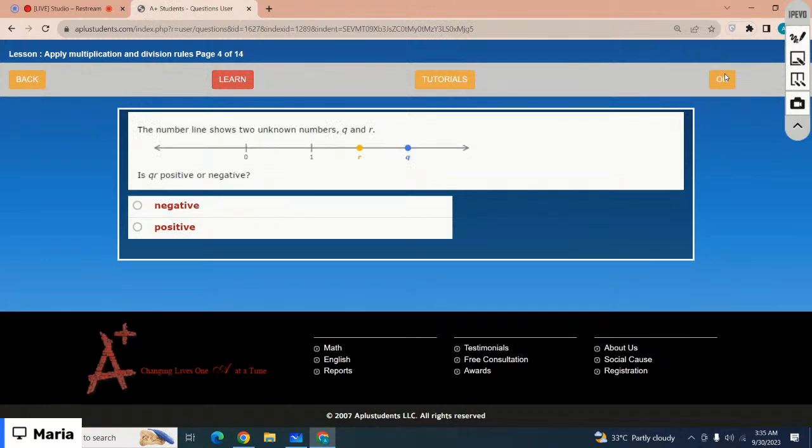The number line shows two unknown numbers q and r. Is qr positive or negative? They both are on the right hand side of 0, right? That means they both are positive. So their product must be positive. Very good, positive it is.